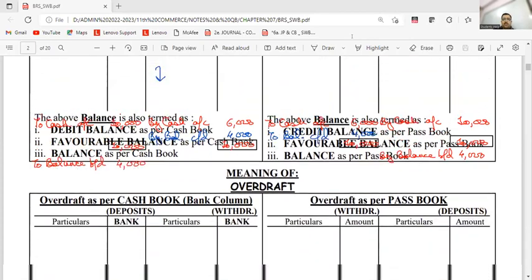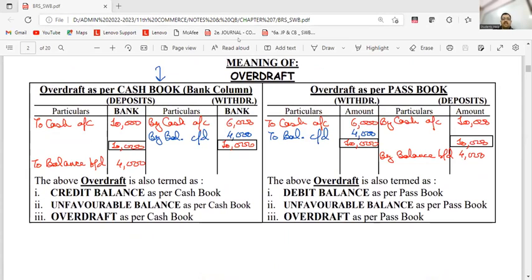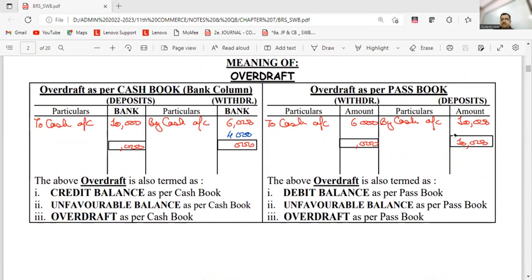Now we'll be understanding what is the meaning of an overdraft. Things would be more or less the same, children. Just a few differences will come. In place of 6,000, which was shown as withdrawal, we will increase the withdrawal value a little. Instead of 6, let us say I took out 16 from the bank account. Now the shortage appears in the cash book on which side, children? Debit side.